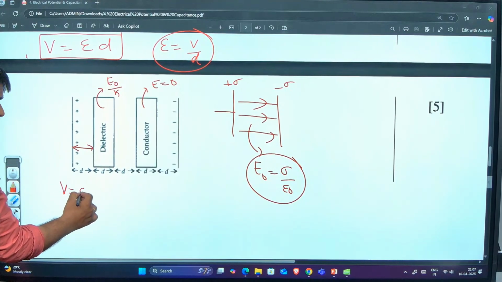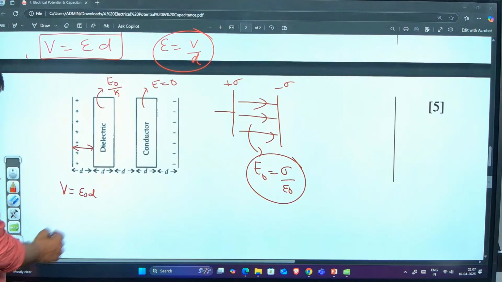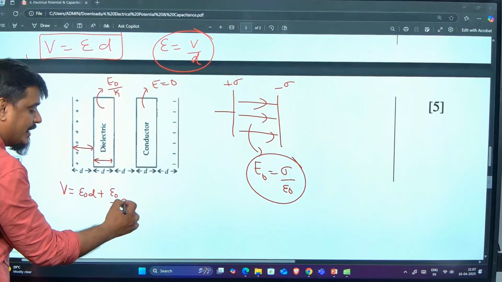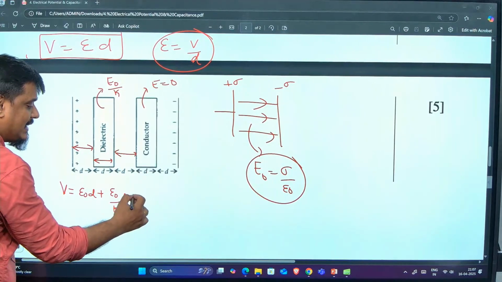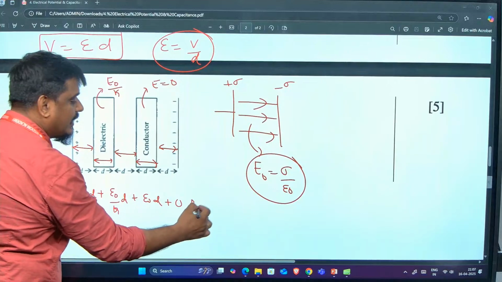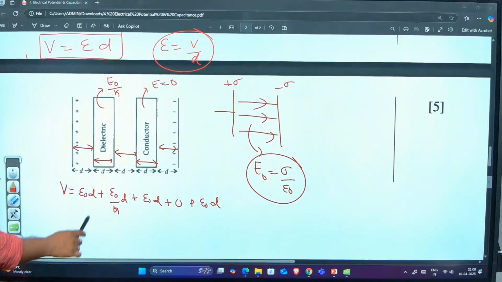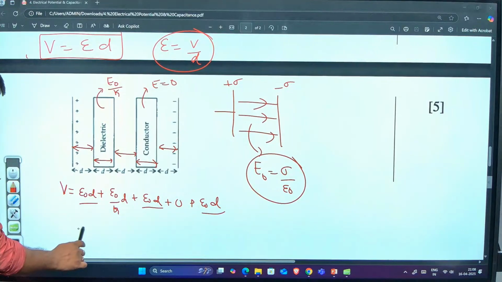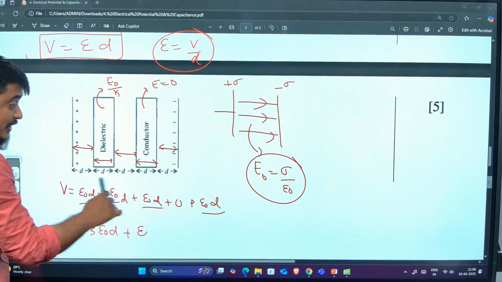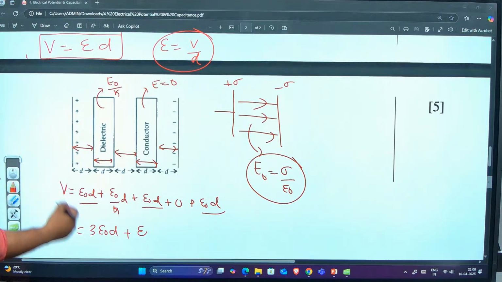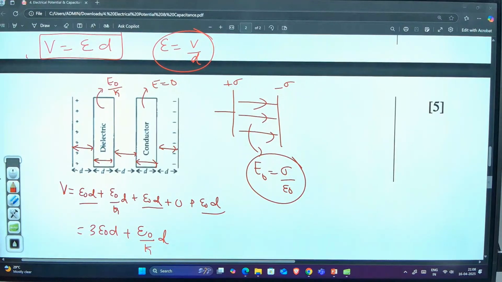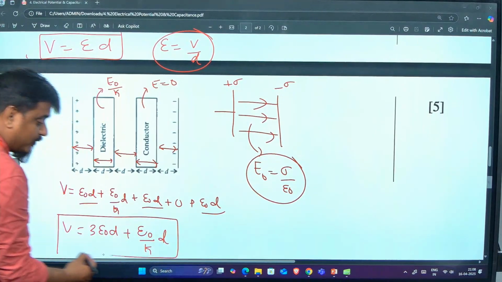V will become equal to E naught into d. In this region, what is the value of potential? It will be E naught by K into d. In this region, once again, E naught into d. In this region, 0. And in this region, E naught into d. So we have E naught d, E naught d, E naught d, it will become 3 times E naught d plus E naught by K into d. It's not epsilon naught here, don't confuse, I have written it like this, you may confuse also. This is the answer for the first part of this question.